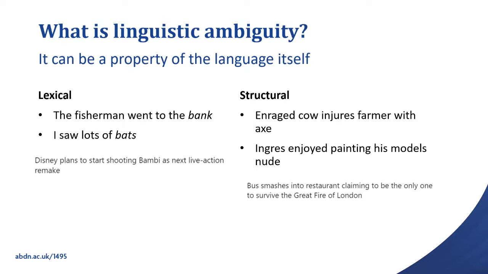Or I saw lots of bats. Do I mean bats, the flying animal, or do I mean a cricket bat? You see a lot of these in headlines. So Disney plans to start shooting Bambi. Well, shooting could mean more than one thing, right?